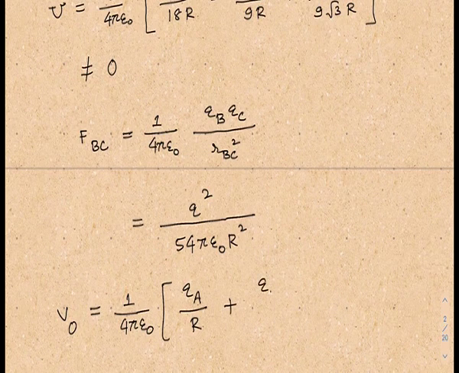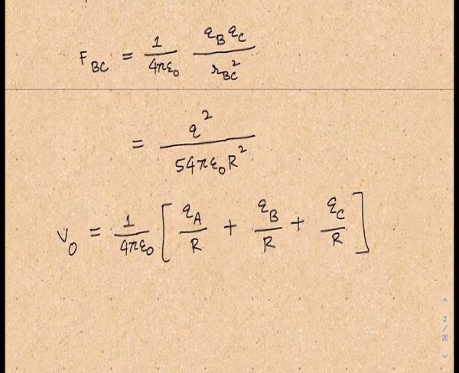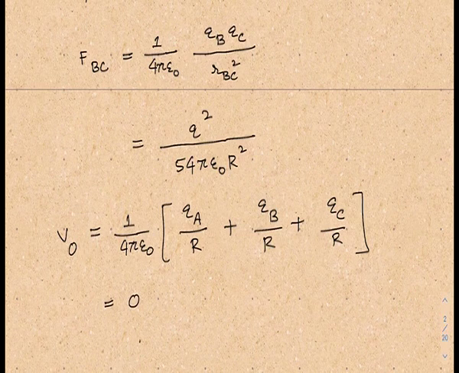It would be QA by R, QB again it would be R by R plus QC by R. Now you know QA and QB are equal, but QC is minus of these charges, twice of that. So therefore if you put down the value, it would turn out to be 0. So therefore option D also is ruled out.